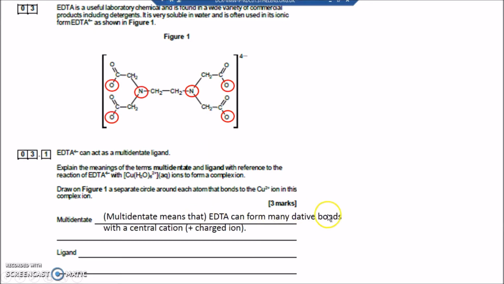Multidentate means that the EDTA can form many dative bonds with the central cation, the central plus charged ion, so it can form 6 bonds. Those 6 atoms can form 6 bonds, many dative bonds, so they're covalent bonds where both electrons have come from these atoms here that are circled, rather than one atom putting an electron in each to form the covalent bond. Both of the electrons have come from these atoms, and they bond into the central cation. A cation is a plus ion, the central Cu2 plus ion. The ligand has a lone pair, say for example on the O and the N of EDTA, which can form a dative bond with copper 2 ions.